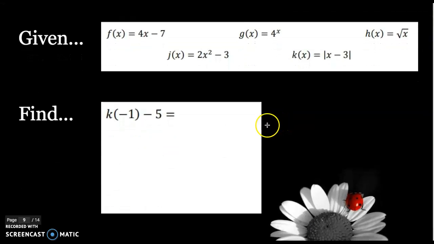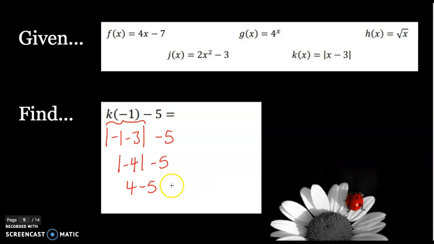All right, this one, we're going to start applying some different things to it. So we're going to find k of -1, and then we're going to minus 5. Okay, k of -1 means that I would do -1 minus 3, right? That's this part. And then I subtract 5 from that still. So then I have absolute value of -4 minus 5. So it's really 4 minus 5. So you get -1 as your final answer.